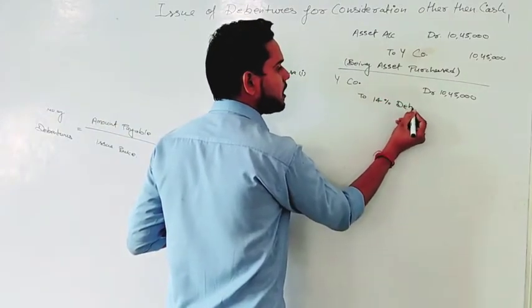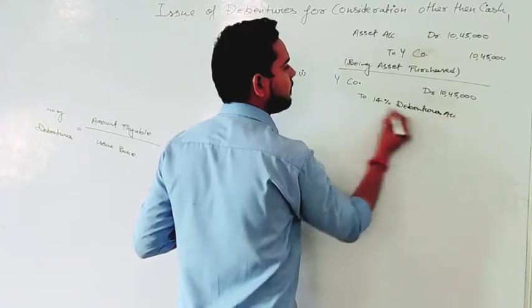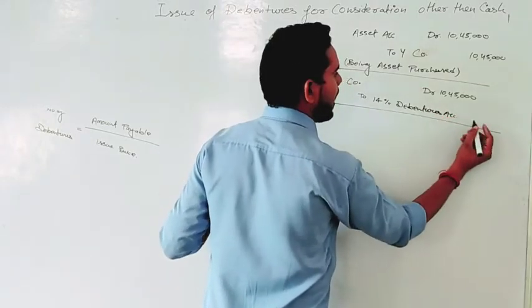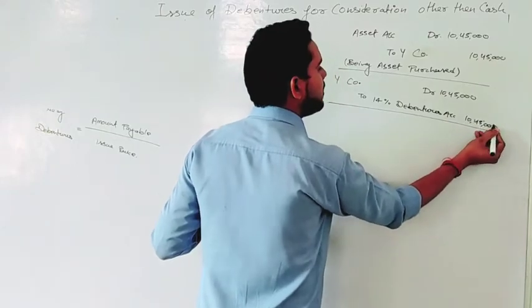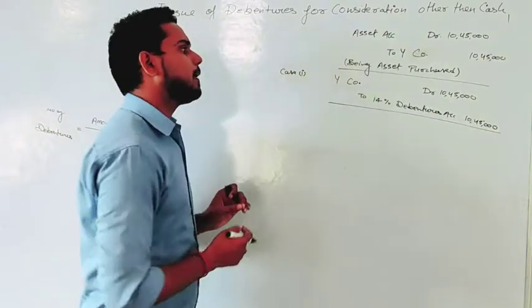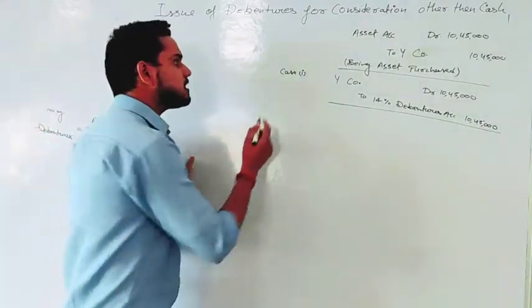14% debentures account, right? Okay. Now as we are giving them debentures at par, there is no need for finding the number of debentures. You can write being payment made in form of debentures. So that was case number 1.